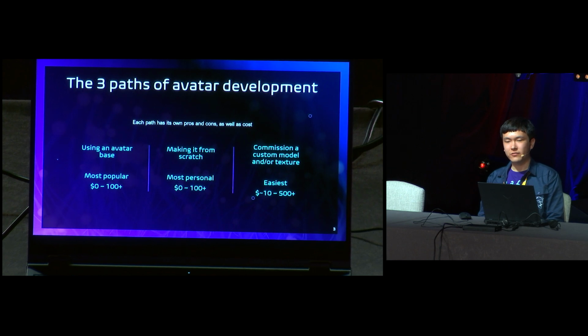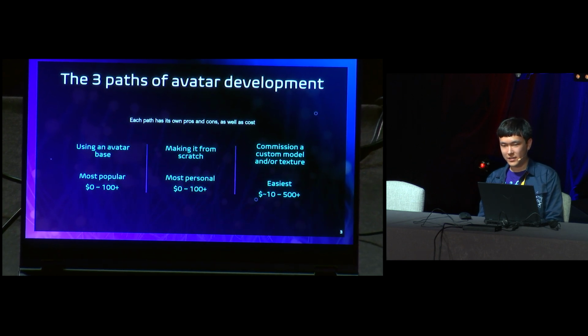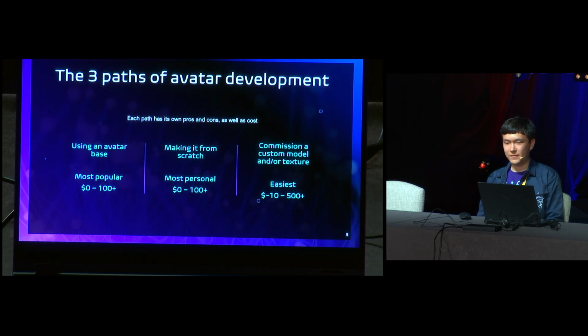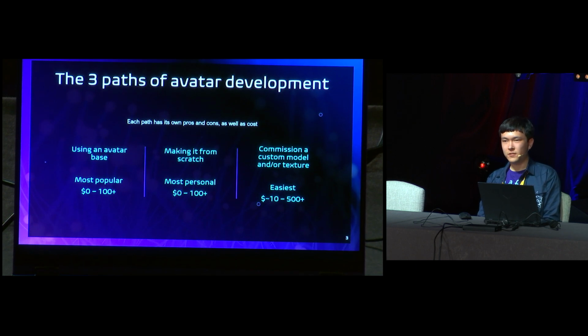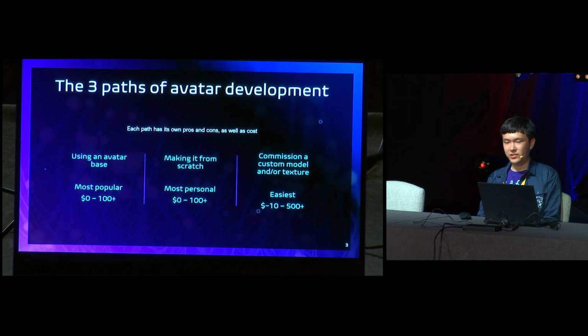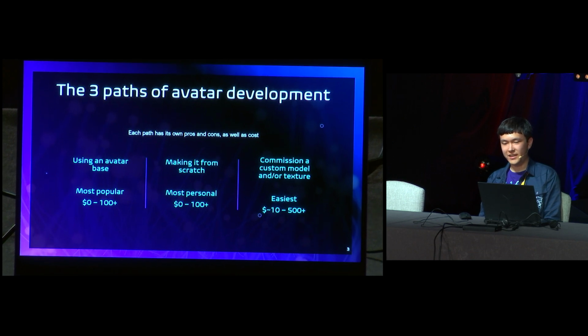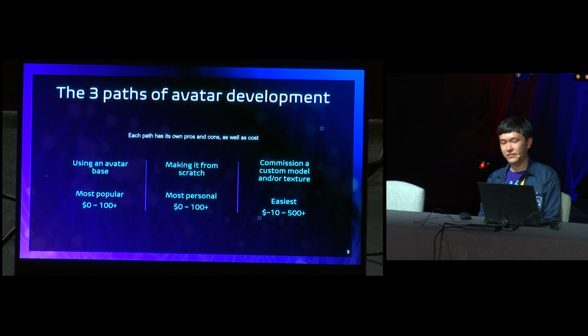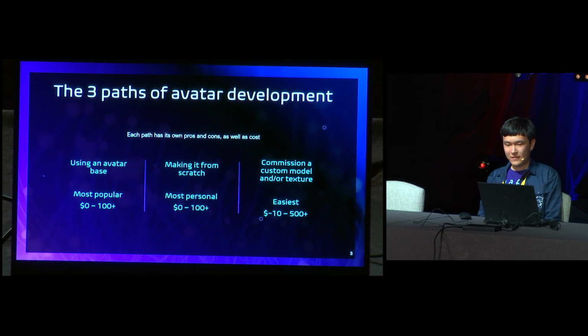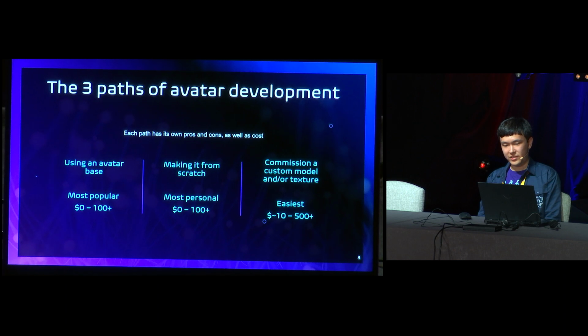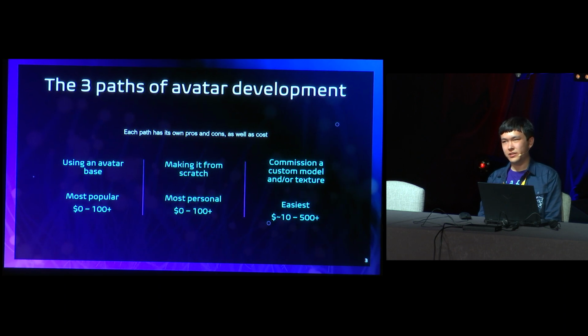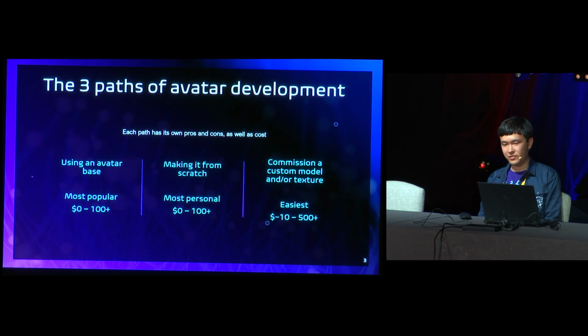So first off, we have the three paths of avatar development. Each one has its own pros and cons as well as cost. The first one, which is the most popular, is to go on a place like VRC Arena, Patreon, Gumroad, or something like that, and download a base avatar. And then you can texture paint and customize as much as you like. This will run you somewhere between $0 to $100+ depending on whatever tools and base you like to use.